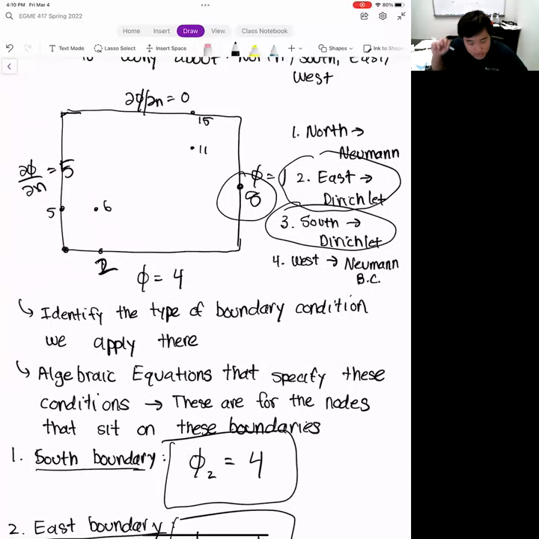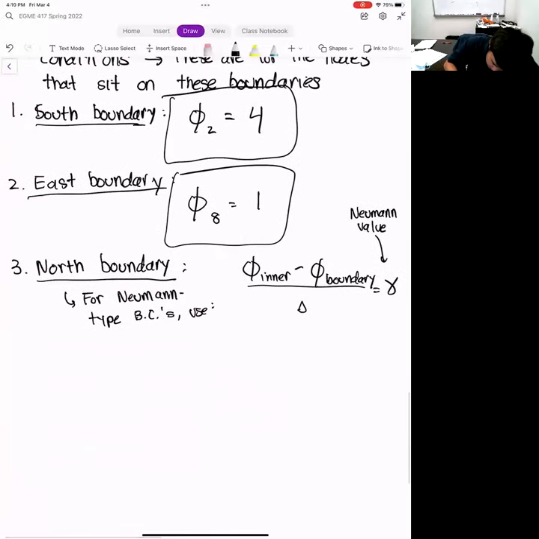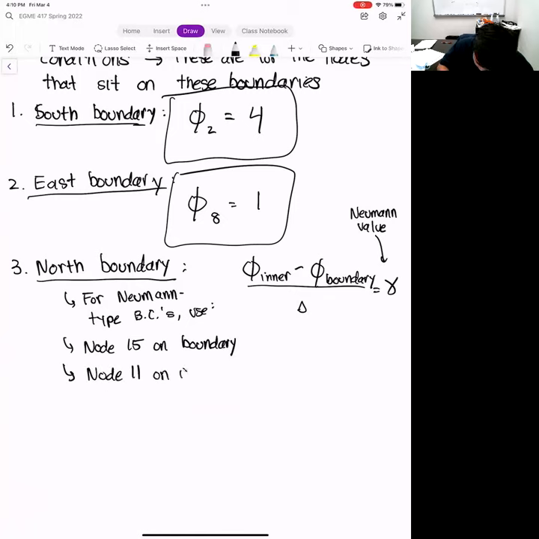All right, so let's go ahead and apply that for this boundary here, okay? And so you can see here for the north boundary, I've drawn in a pair of nodes. So we have phi 15 that's on the boundary. And then its inner neighbor, the neighbor that's right next to it in the interior direction, is node 11.